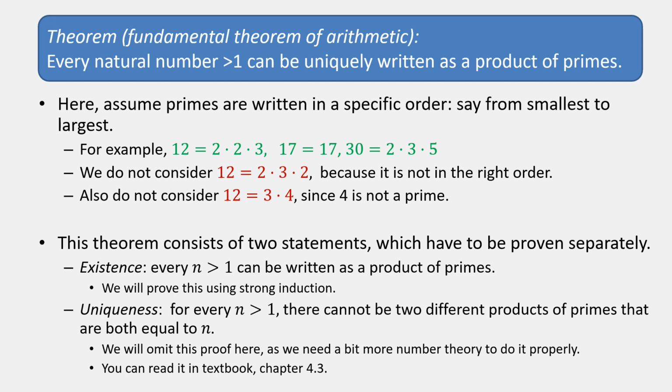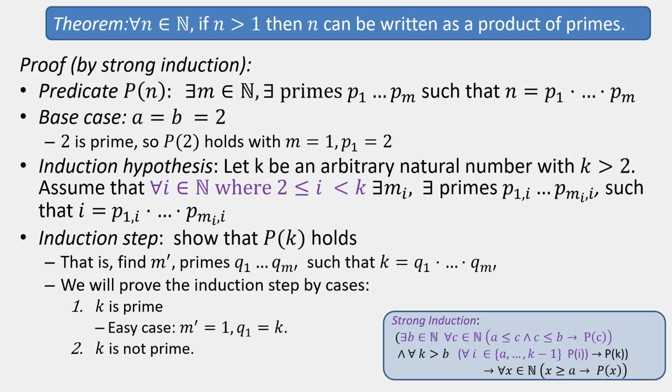So let's just prove existence, that every natural number can be written as a product of primes. And by the way, here we don't really need to be concerned about order, because we're not concerned about different ways of writing a number. We just want to write it somehow as a product of primes. So here will be our proof by strong induction.